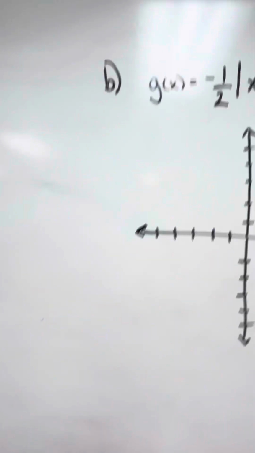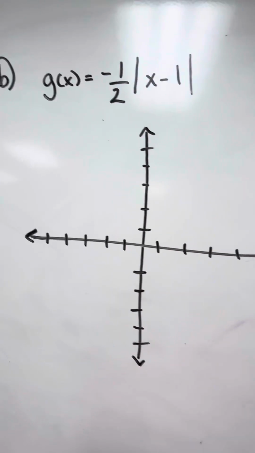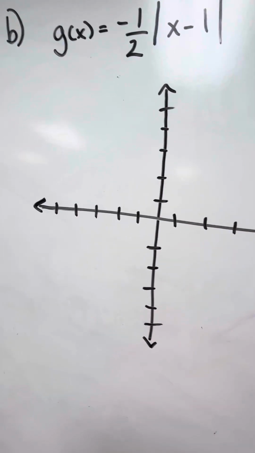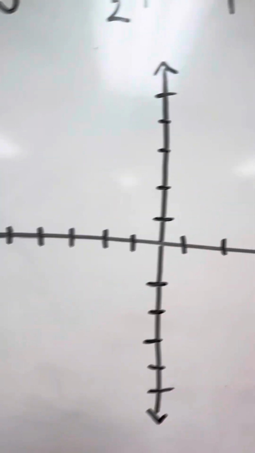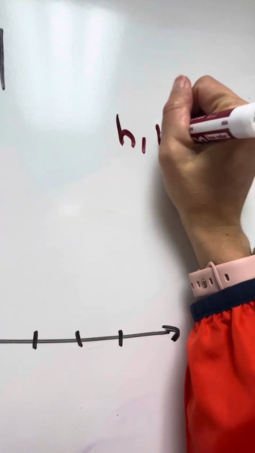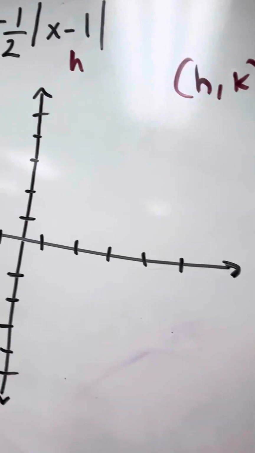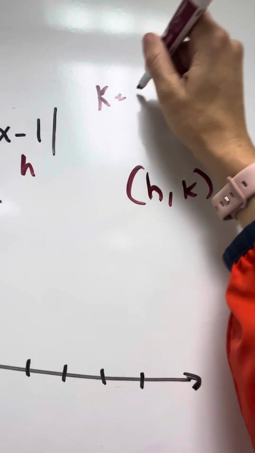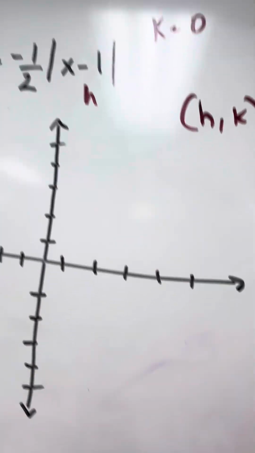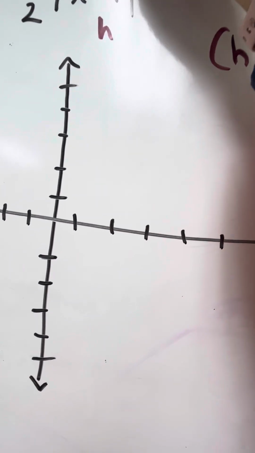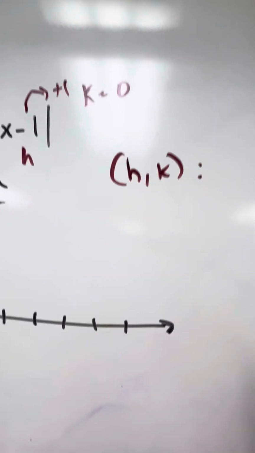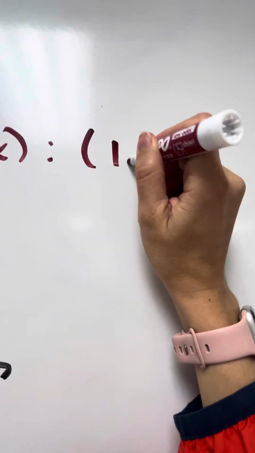We're going to do the same thing over here with the second example. We have -1/2 absolute value of x minus 1. So again, thinking about my vertex, h, k. This is my h. I do not have a k. And if I do not have a k, that means my k is 0. So remember, h is not -1, it's +1 because it's shifting to the right. So my vertex is at the point 1, 0.